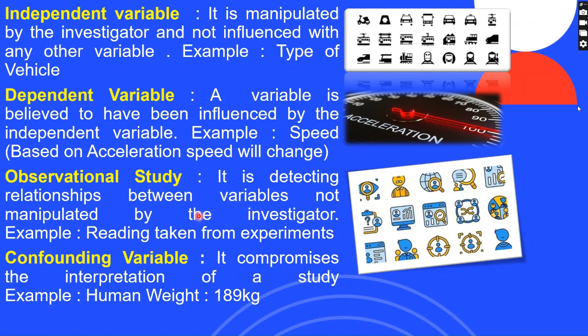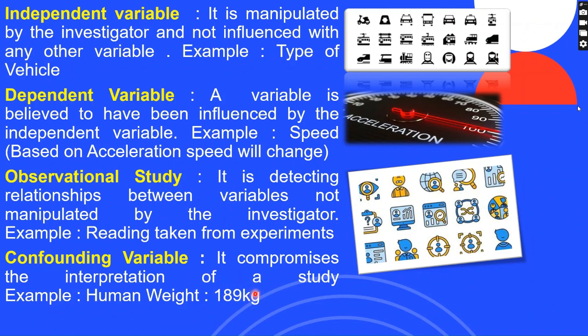Then next one will be the observational study. It is a relationship between the variables or the experiments. It will be conducted in the laboratory. We can find the value through experiments. So that's the observational study.